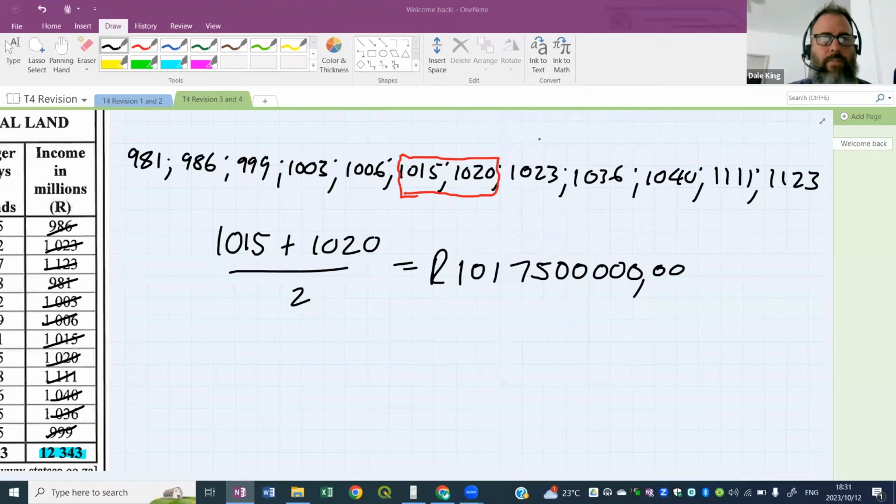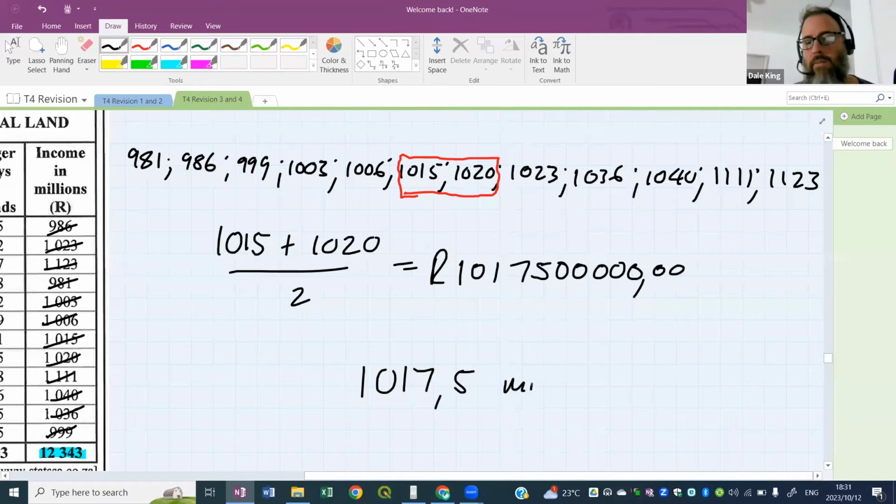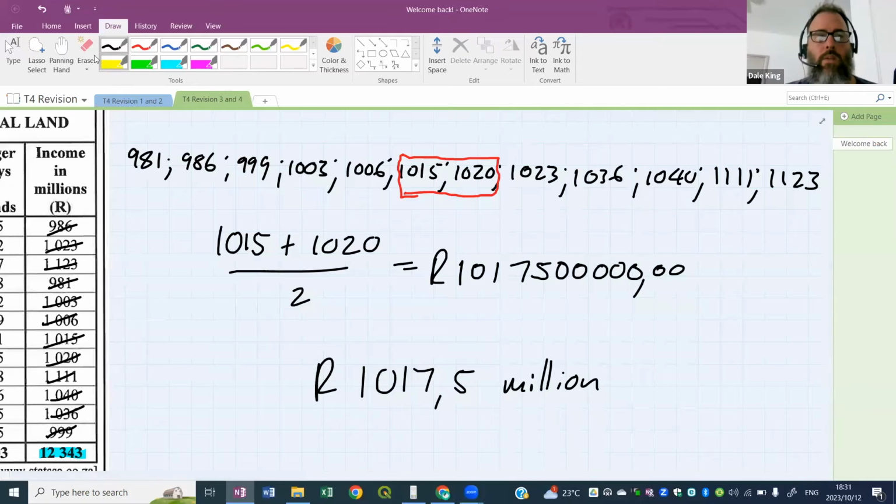All right. Okay, so that's how we do the median. You need to write the numbers, in fact, what you could do is you could say 1017,5 million. You could write it like that. That would also give you marks. Okay. So you can also do it that way. If you're worried about where the decimal goes, you could write it out like that.